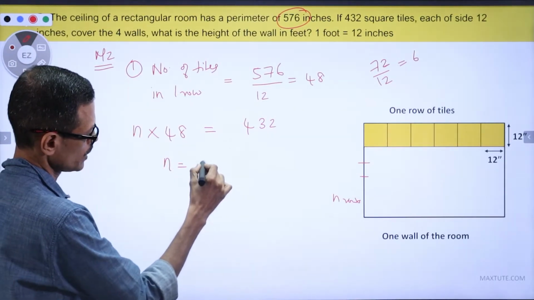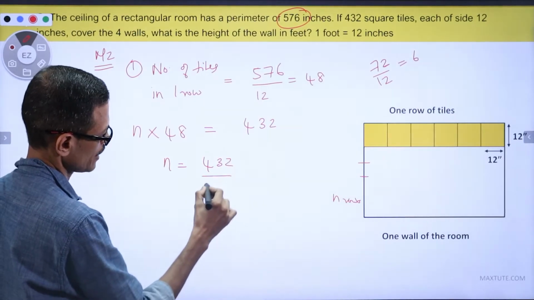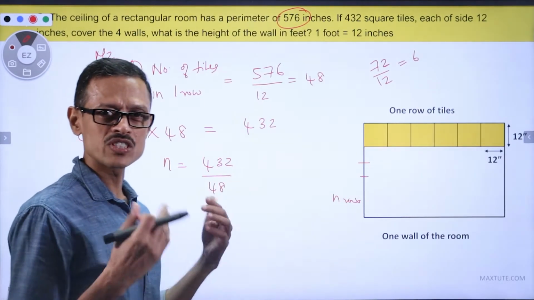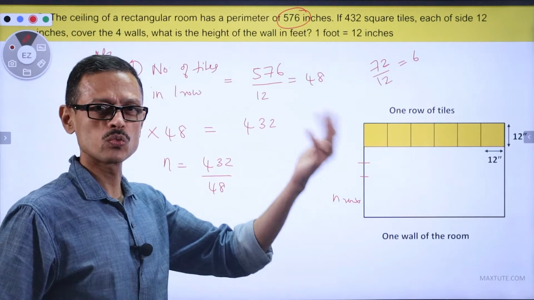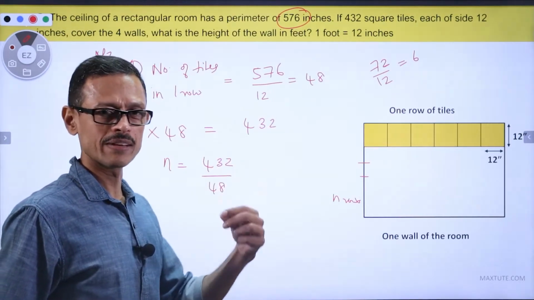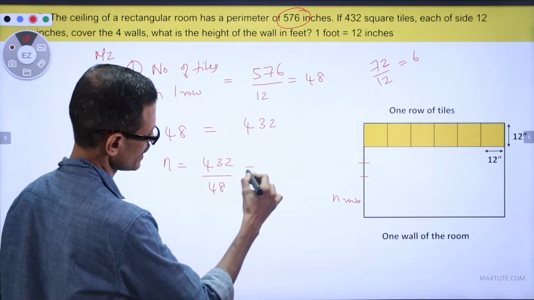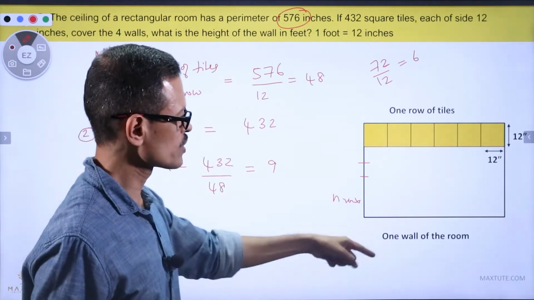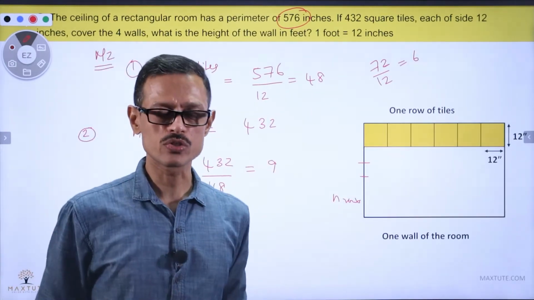N is equal to 432 divided by 48. 48 times 10 is 480. 48 times 9 is 1 less than 480. 480 minus 48 is 432. So n becomes 9. So how many rows of tiles are required? We require 9 rows of tiles.